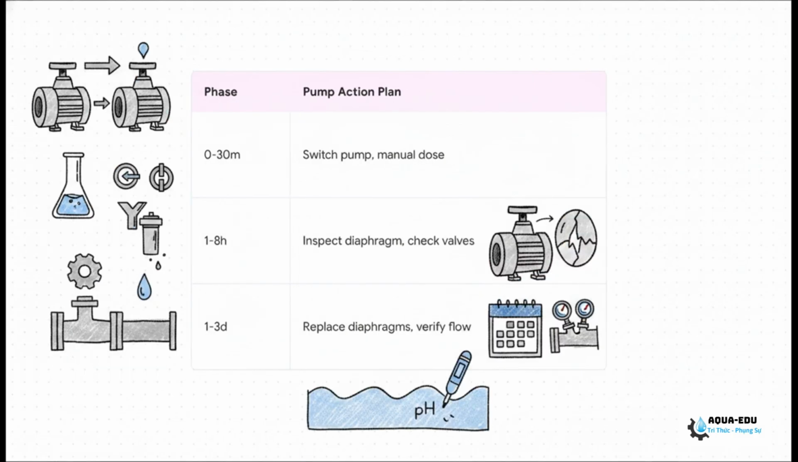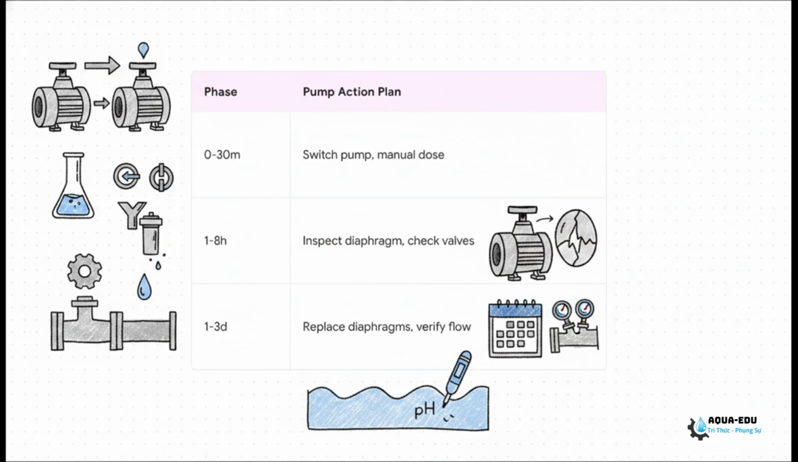Now, if your investigation pointed to hardware, we roll right into Action Plan B. In the emergency phase, swap to your standby pump instantly. Don't have a standby? Get out there and manually dose the mixing basin according to your quick reference chart, but make sure you keep those mixers running.